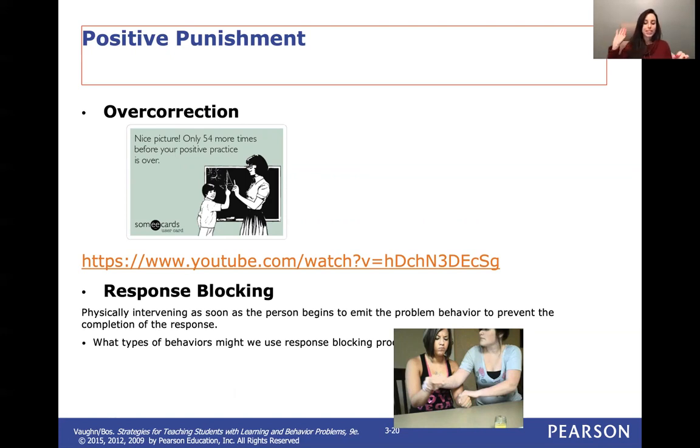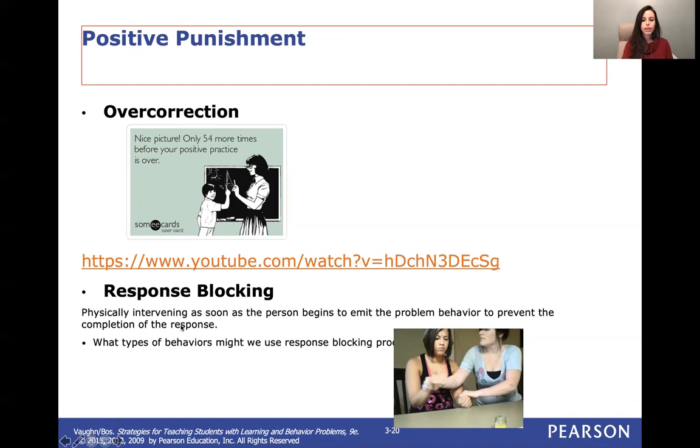Just like they slammed the door and you say, okay, come back here. You need to practice shutting the door appropriately. So you have them shut the door nicely, shut the door nicely, so many times that they're like, I never want to slam the door again so that I don't have to practice like this. So then they know exactly how you want that done.